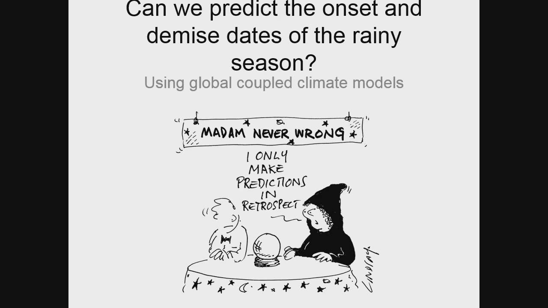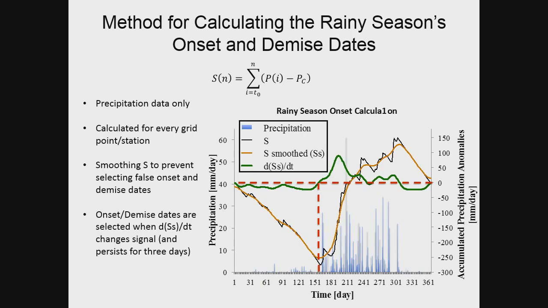Right? It's an odd thing to forecast. I'm aware of that, but it has applications. So the method to calculate the onset and demise uses only precipitation data. So it's based on this summation here. So PEI is the precipitation at a given day, and PC would be the climatological mean annual daily precipitation, right?